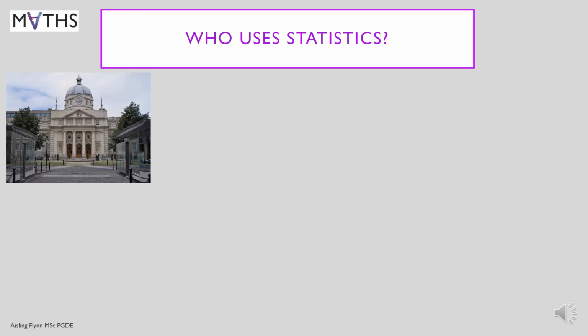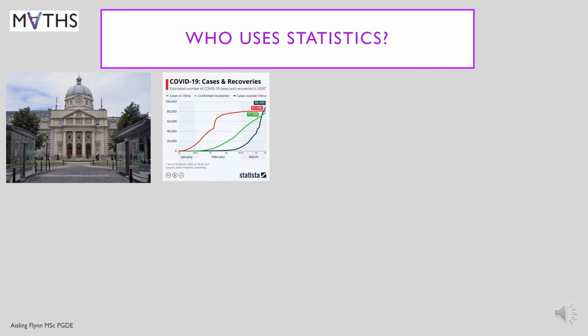This is a picture of our government buildings in Dublin, the Dáil, and governing bodies use statistics to make decisions for our population and our country. At the time of the making of this video, we're in the middle of a pandemic around the COVID-19 virus, and we see statistics on the news every day.